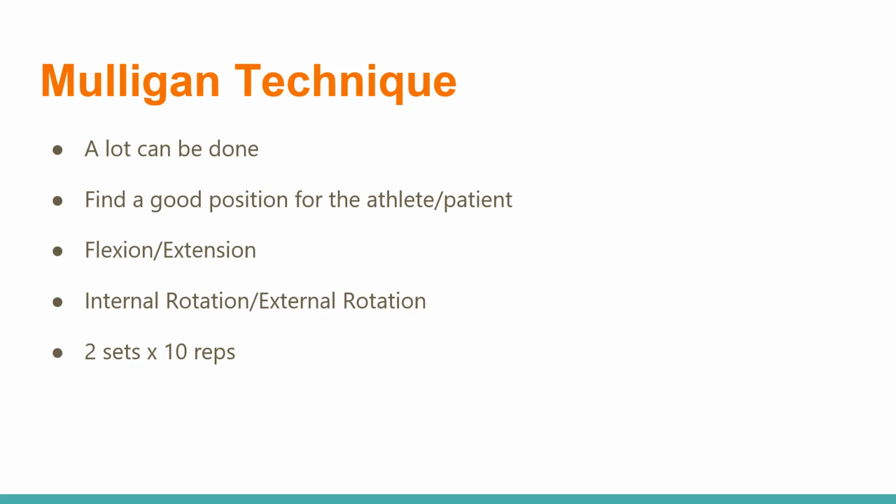Mulligan technique, a lot can also be done with this. You need to find a good position for the athlete or the patient. You can do flexion extension, internal external rotation, and typically, as always, follow the 2 sets of 10 reps rule.